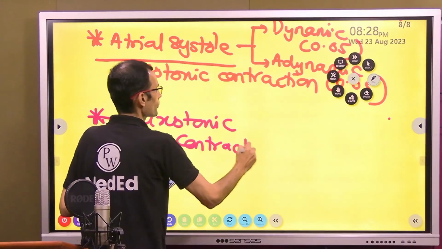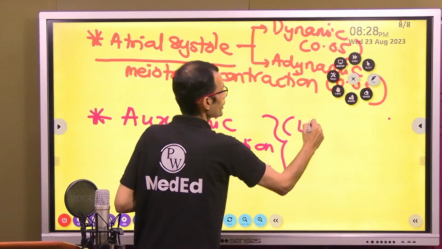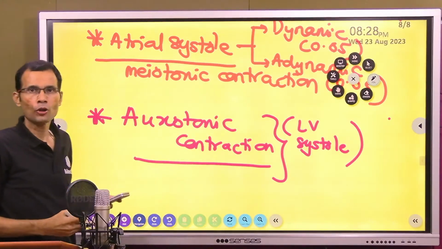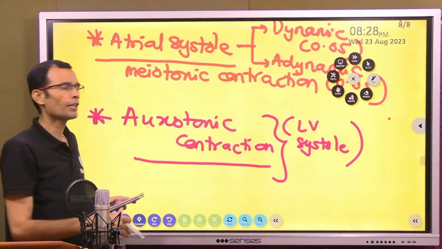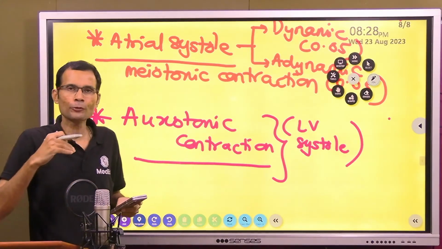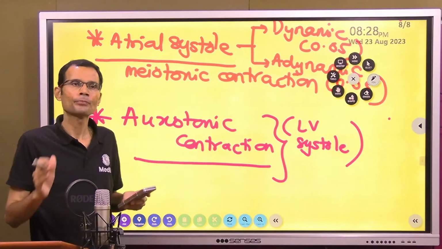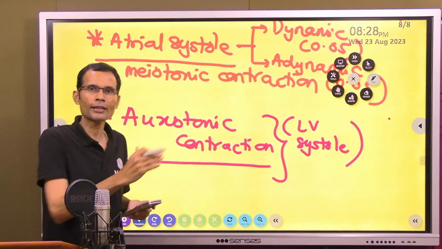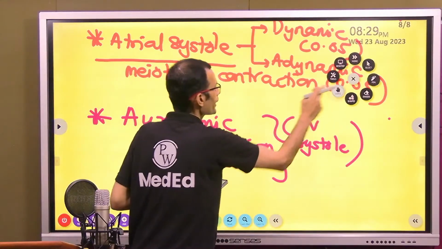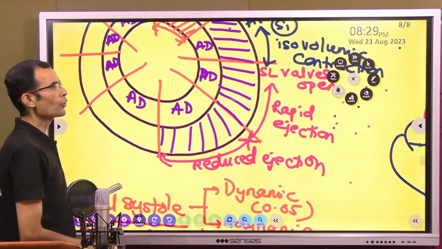Auxotonic contraction. What is auxotonic contraction? Left ventricular systole, the contraction of the left ventricle, is called auxotonic contraction. As the contraction proceeds, the strength of contraction goes on increasing. I'm talking about a single contraction. As it happens, the strength of contraction goes on increasing. Such a contraction is called auxotonic contraction. Left ventricular systole is described as auxotonic contraction.